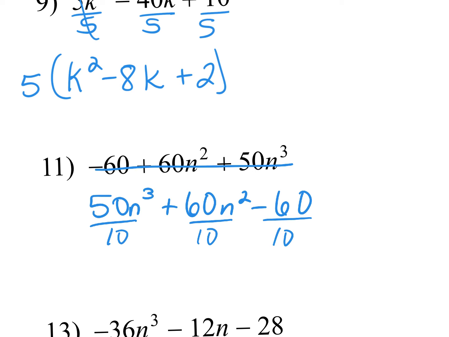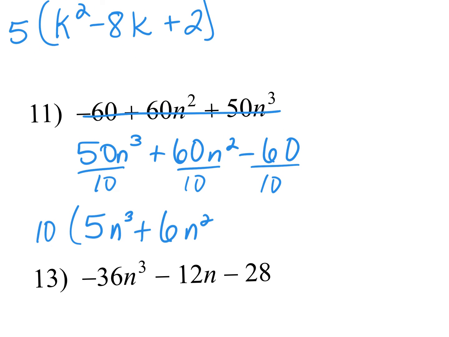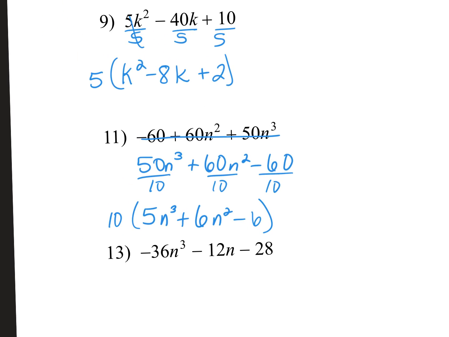I can't take out an n because not all of them have n's, but 50 divided by 10 is 5, and I have n cubed. Plus 60 divided by 10 is just 6, n squared. And then 60 divided by 10 gives me minus 6. Questions? You guys are doing great.